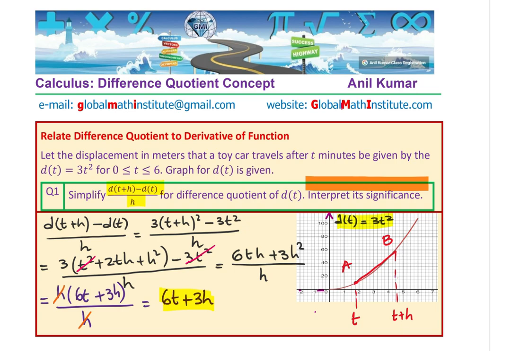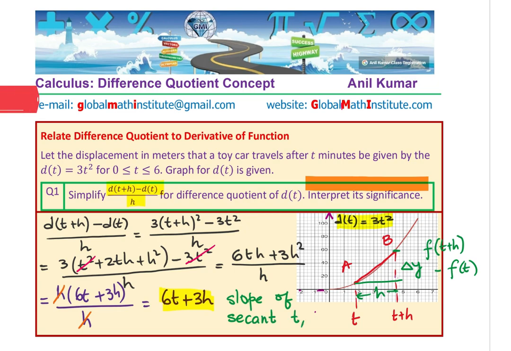Now, from here you can see that the delta y, the difference in y values, is actually what? It is f of t plus h minus f of t, right? Which is the numerator. And here we have t plus h minus t, which is h. You see that? So this is the slope of the secant from t to t plus h. Is that clear to you? So that is what it represents.